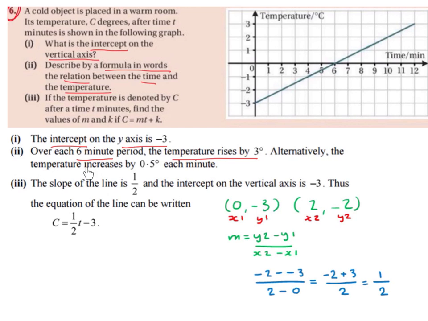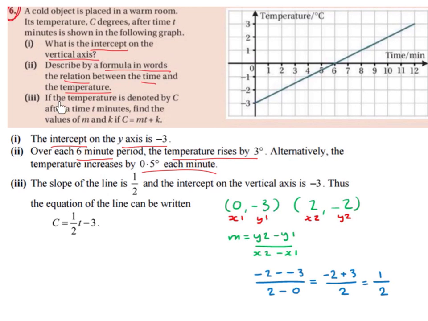Alternatively, the temperature increases by 0.5 degrees each minute. So 3 divided by 6 is 0.5 degrees. So in every minute, the temperature is increasing by 0.5 degrees.